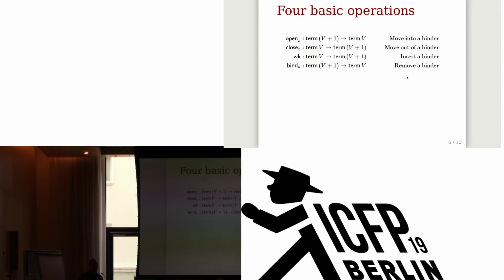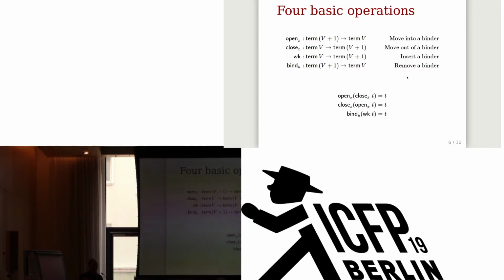So these 4 operations give you essentially a zipper structure for walking over terms. We've got open and close for moving in and moving out of binders, and we've got weaken for inserting a new binder, and we've got bind for removing a binder. And we've got these 3 basic equations about them. If I move in and then move out, or move out and then move in, then nothing has changed. And if I insert something and then immediately delete it, then also nothing has changed.